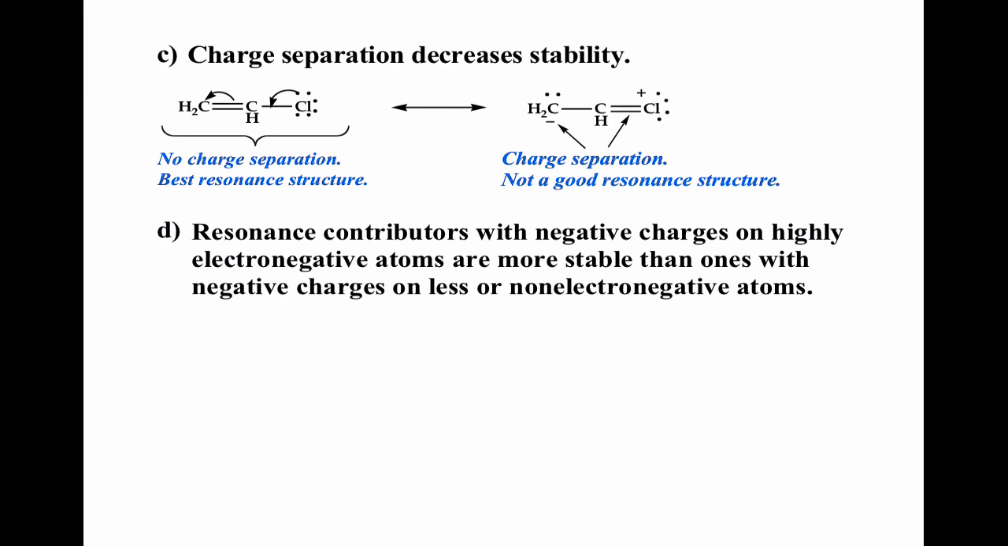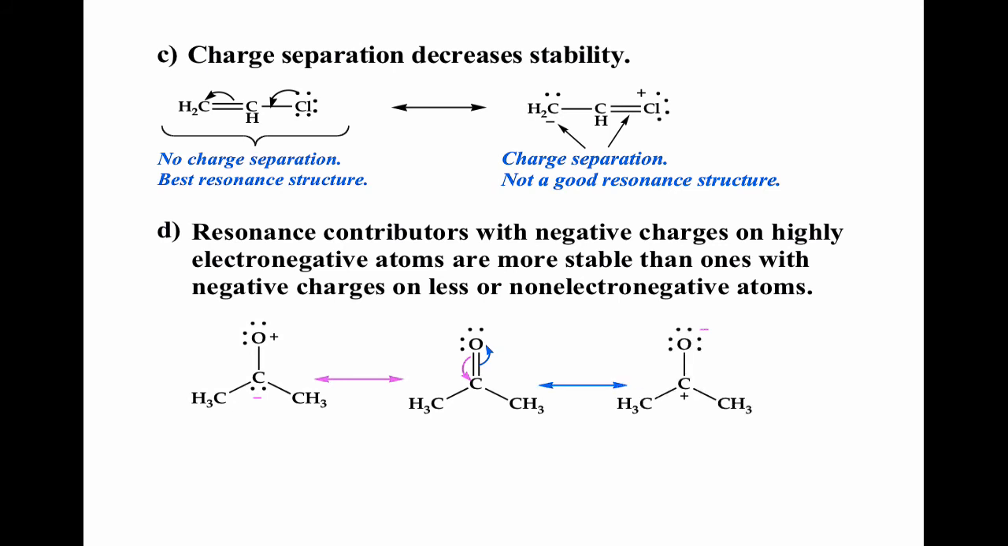If we have resonance contributors with negative charges on highly electronegative atoms, they're going to be more stable than if the opposite is true, right? So for example, we can push the electrons in the pink direction, okay? These are not happening at the same time. This is just color coding. So what I'm doing is I'm moving the pi bond between the carbon and the oxygen, and I'm putting those electrons on carbon. So now carbon has a negative charge, oxygen has a positive charge. Or I can go with the blue direction, and I can push those electrons up onto oxygen, leaving a carbocation and an oxygen anion. Which one of those is more stable?